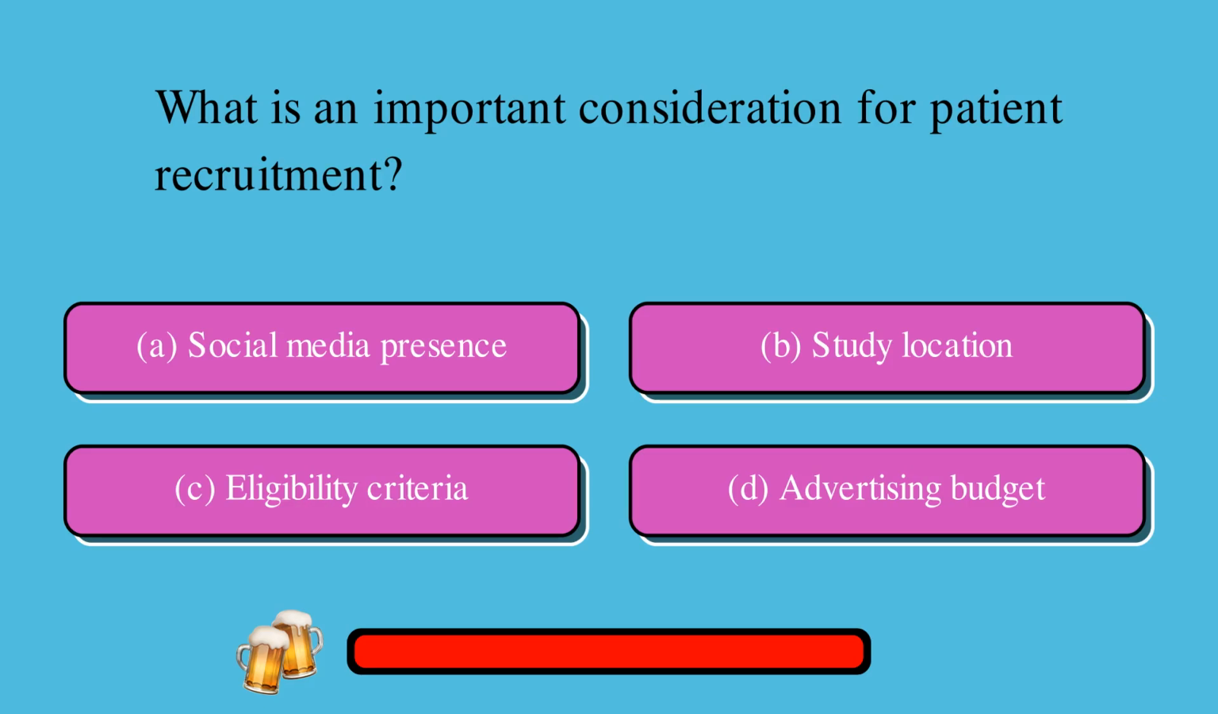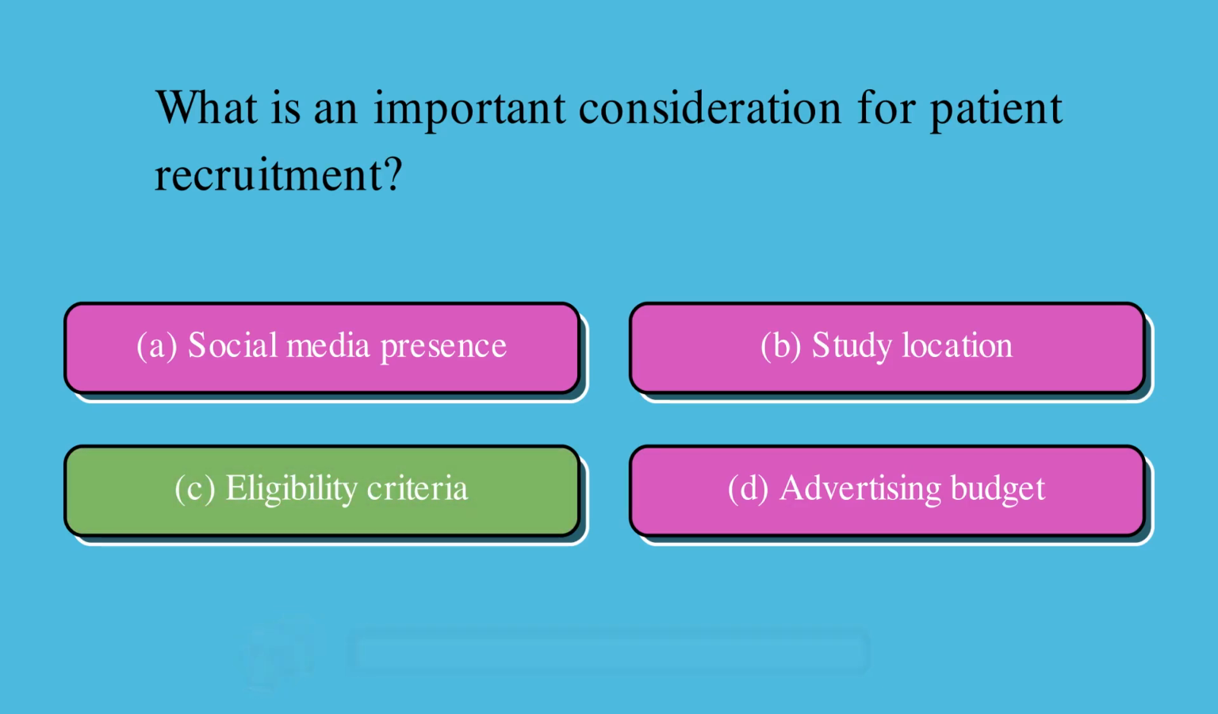What is an important consideration for patient recruitment? A, social media presence, or B, study location, or C, eligibility criteria, or D, advertising budget? The correct answer is C, eligibility criteria.